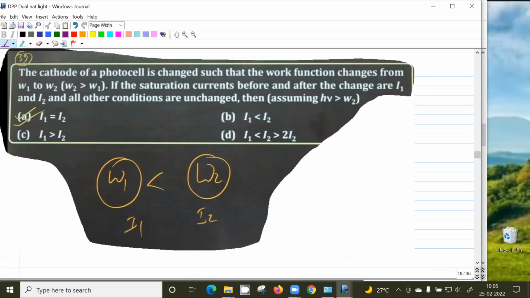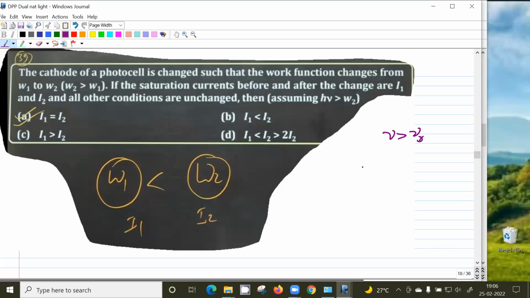Yeah, the saturation current depends only on the intensity of the incident light, not on the work function. So it should be the same. Yes, sir. The number of photons will decide. The only condition is that the photon frequency should be greater than nu naught. But that we assume is true. Only then there will be emission. Here that is true. Only the work function has increased.